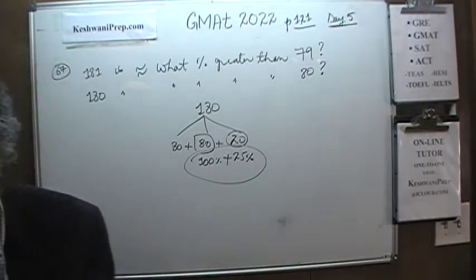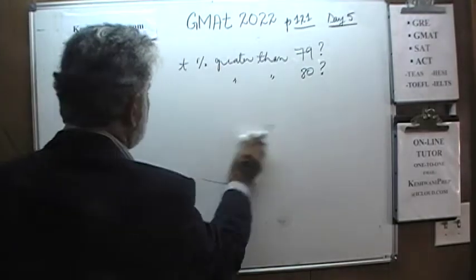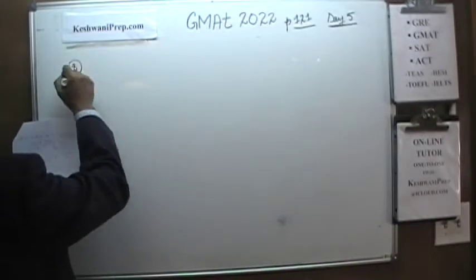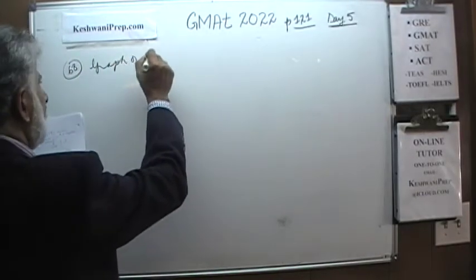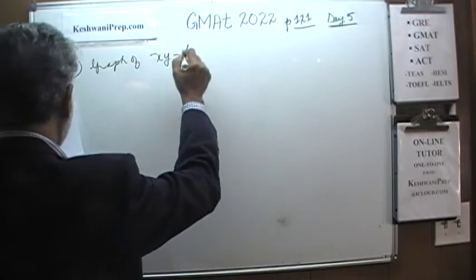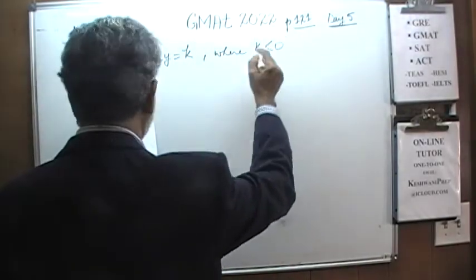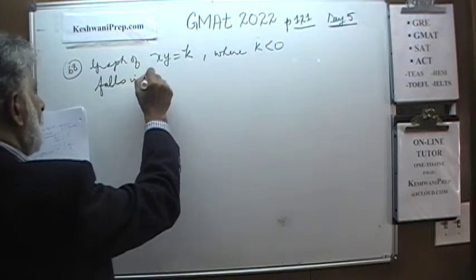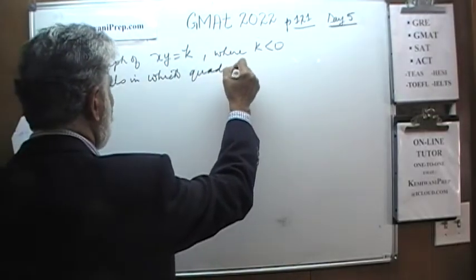That was number 67. Let's look at 68. Number 68. In number 68, we are given an equation. We are told that the graph of x times y equals k, where k is less than 0, falls in which quadrants?